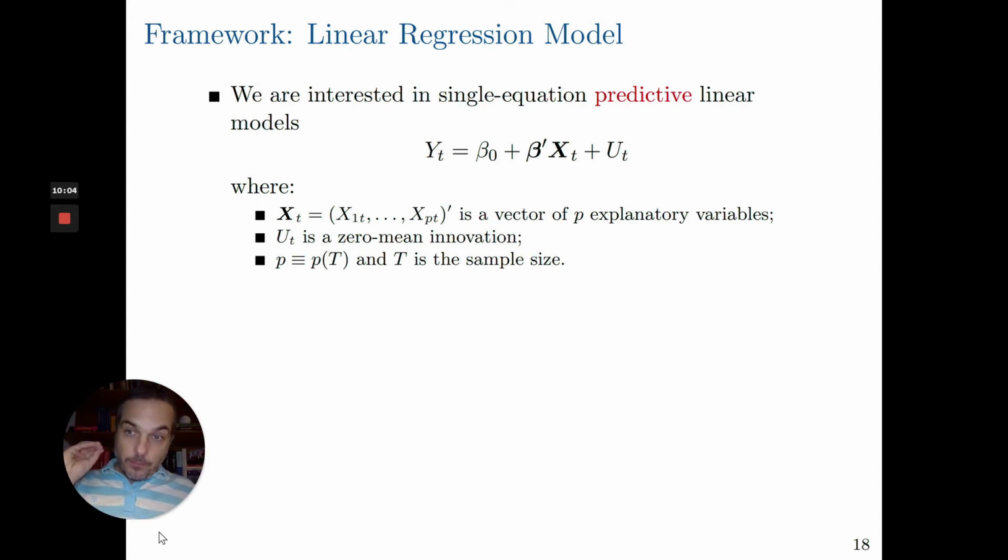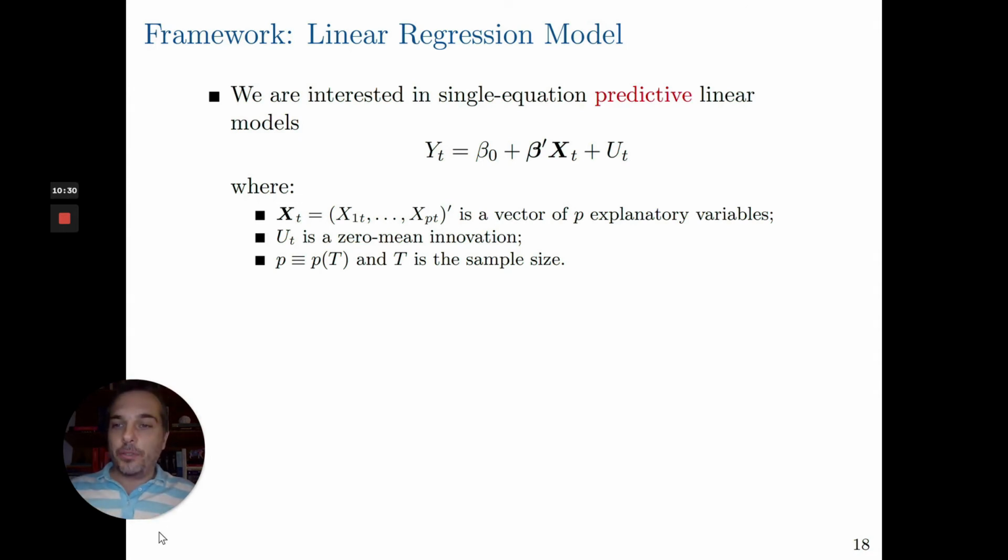So the number of variables grows as the sample size grows. And here, let me make a remark. Of course, in most practical situations, that's not going to happen, right? You have a fixed number of variables. It's not that the number of variables that you observe grows when the sample grows.